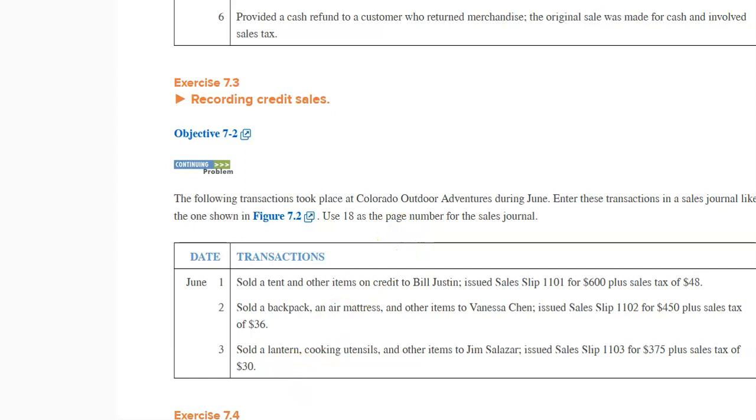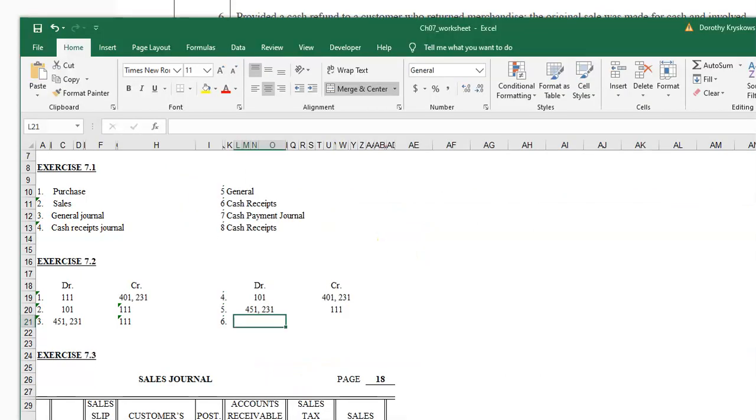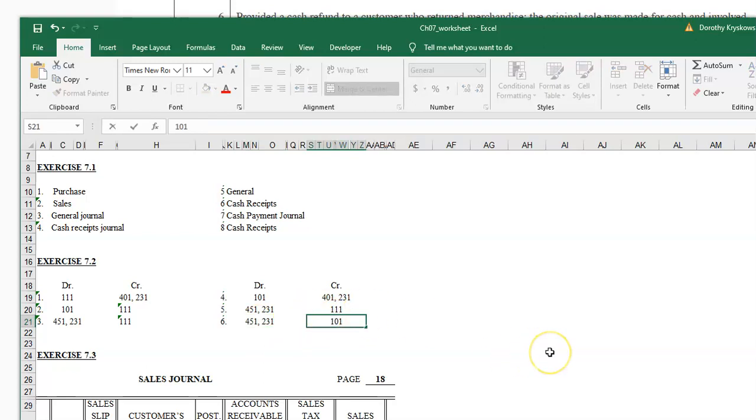So let's go back to our... So it's going to be the same, 451 and 231. But this time, instead of accounts receivable, it's a cash account, 101. Same thing happened, just a different account.